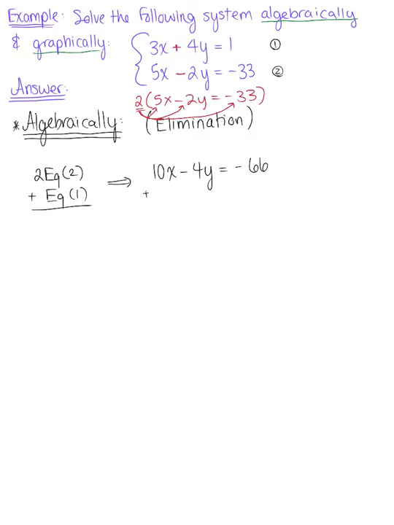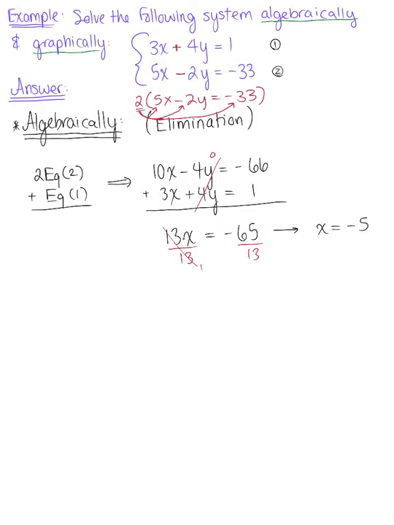And now I'm adding equation 1, which is still 3x plus 4y is equal to 1. And then we see here the minus 4y plus 4y goes to 0. And we have now 13x is equal to minus 65. And so to isolate x, we'll divide both sides of this expression by 13. So 13 by 13 goes to 1, and we have that x is equal to negative 5.